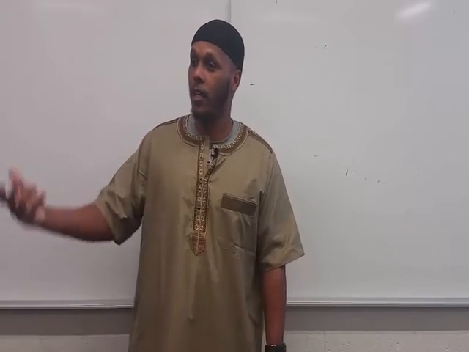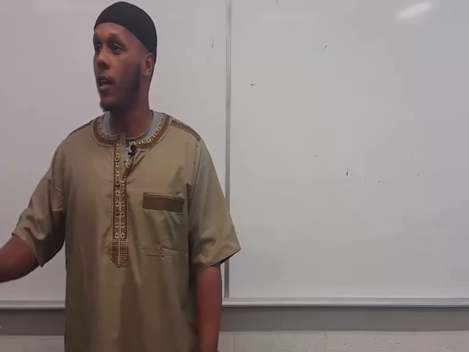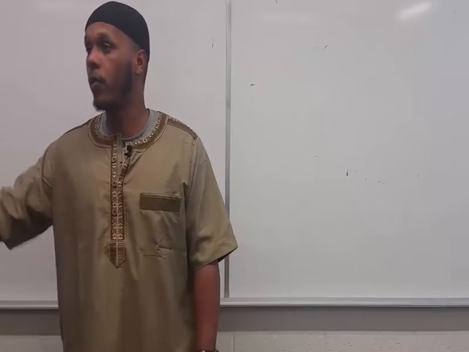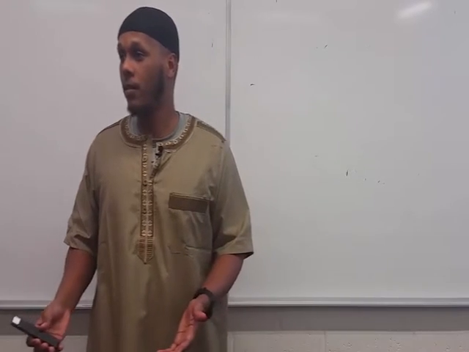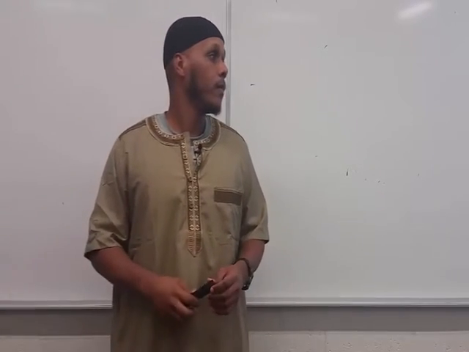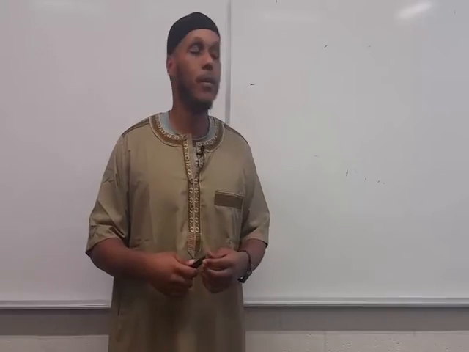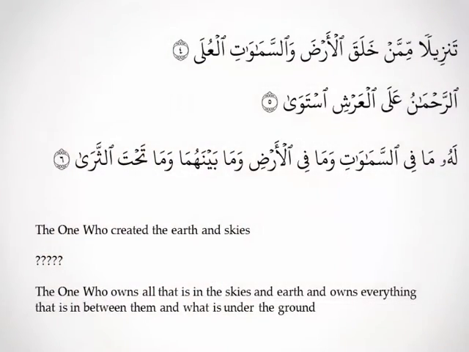So to understand the appropriate meaning for the 5th verse, let's look to the meaning of the verse before it and the verse after it. Does that make sense? Alright, the meaning of the first verse, تَنْزِيلًا مِمَّنْ خَلَقَ الْأَرْضَ وَالسَّمَاوَاتِ الْعُلَى, is that Allah Ta'ala is the one who created the earth and skies. The Quran has been revealed from the one who created the earth and the skies.